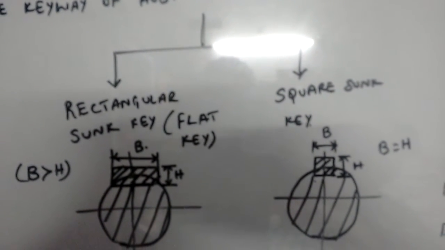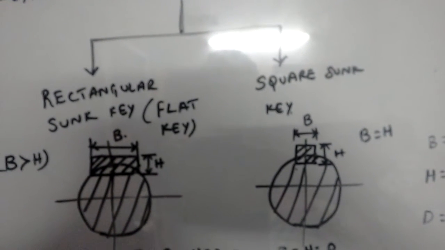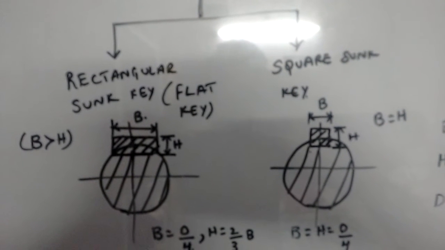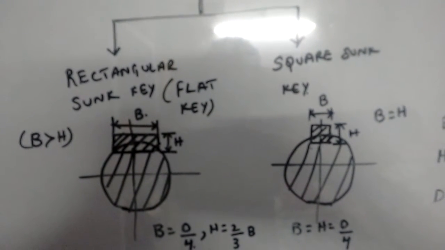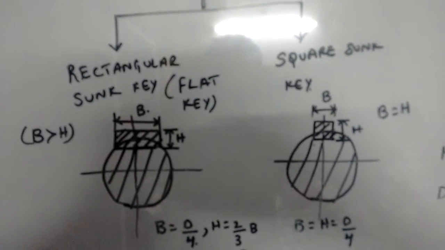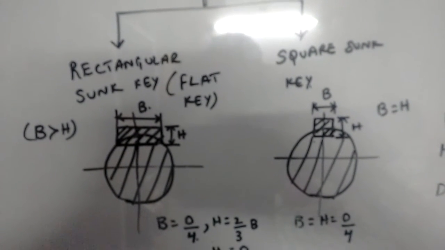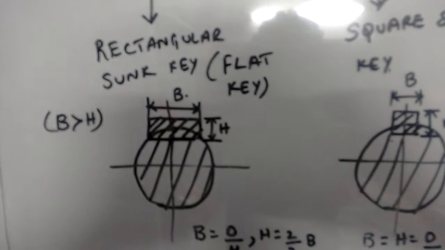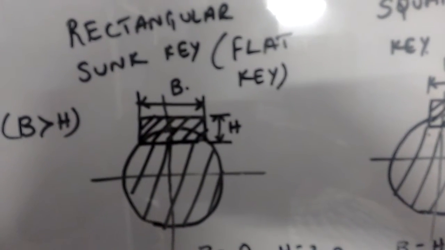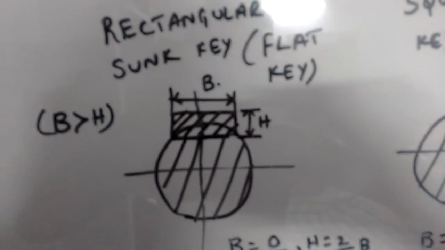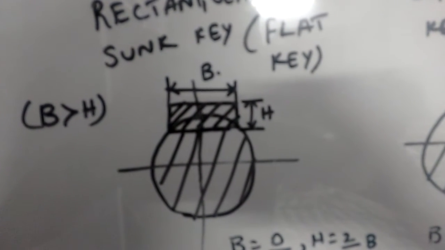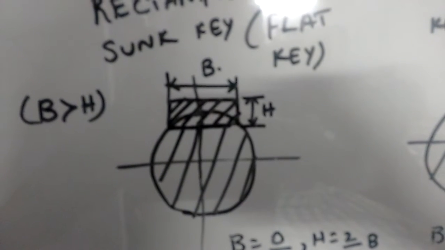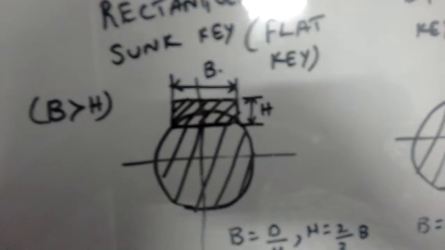Now, what is the difference between these? If the width of the key is greater than the height, then it is called a rectangular sunk key. When you look at this pictorial representation of the rectangular sunk key, a part is inserted in the shaft and the width is greater than the height.